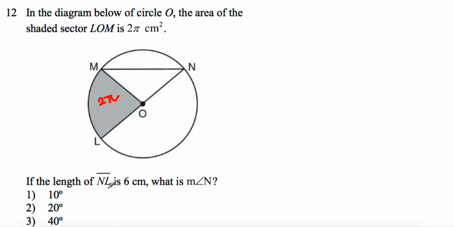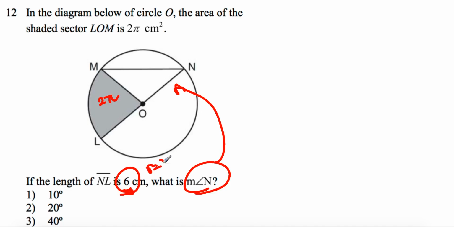If the length LN is 6, what is the measure of the angle N? So now here we get, since LN is equal to 6, that means the radius is equal to 3. Since the radius is equal to 3, we can find the area.